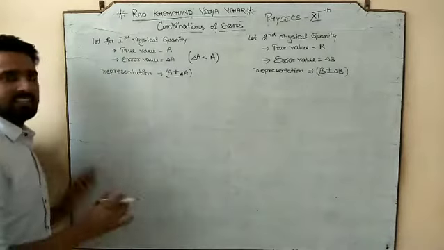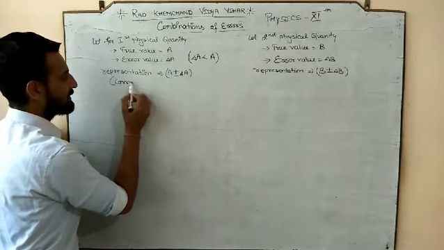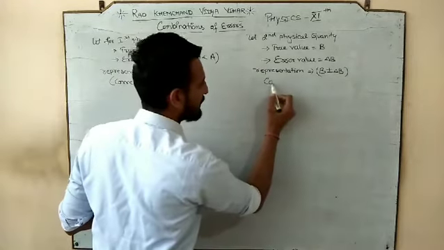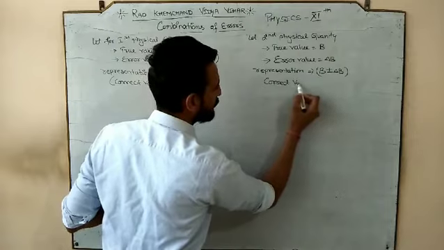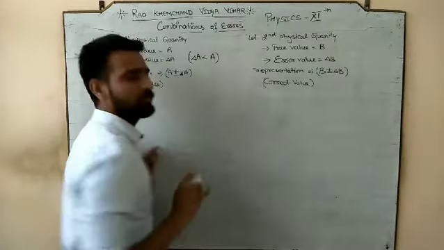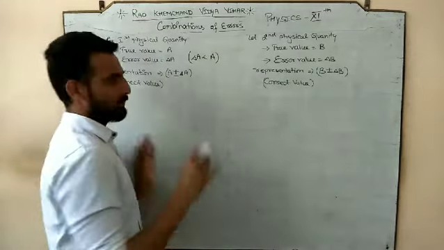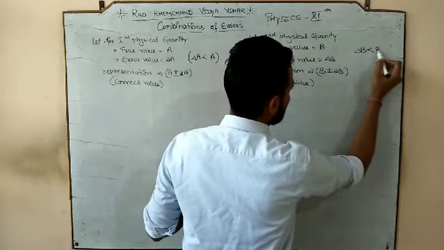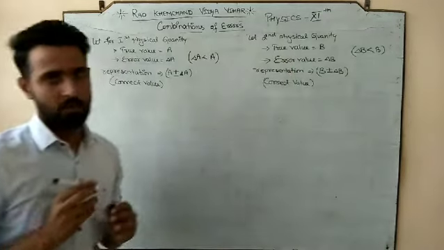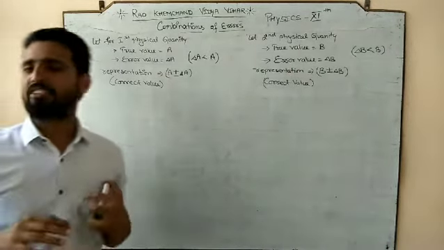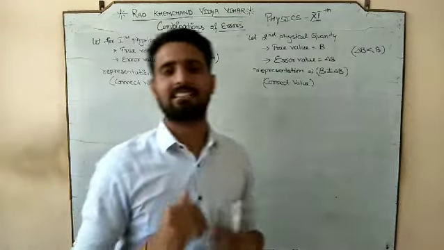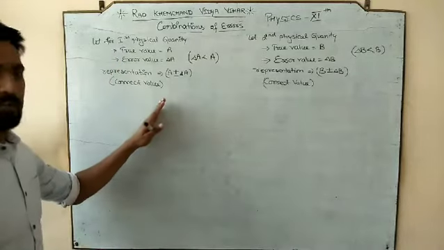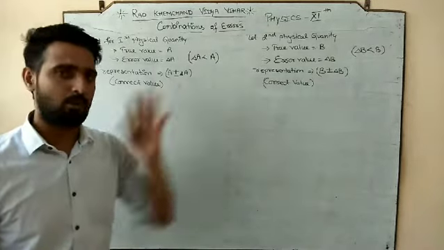So this is the representation, or you can say this is the correct value of the first quantity and this is the correct value of the second quantity. Means its true value plus minus delta B. Correct means measured value, and here also delta B is less than B. That would always be so. Means the error in any physical quantity is always less than the true value of that particular physical quantity, whether we are talking about the first or the second.